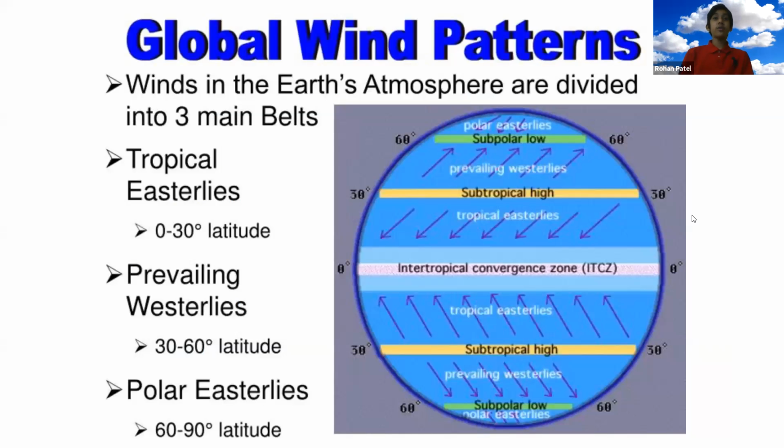So, global wind patterns. The winds in the Earth's atmosphere are divided into 3 main belts. Tropical easterlies are at 0 to 30 degrees latitude. Prevailing westerlies are from 30 to 60 degrees latitude. And polar easterlies are from 60 to 90 degrees latitude.